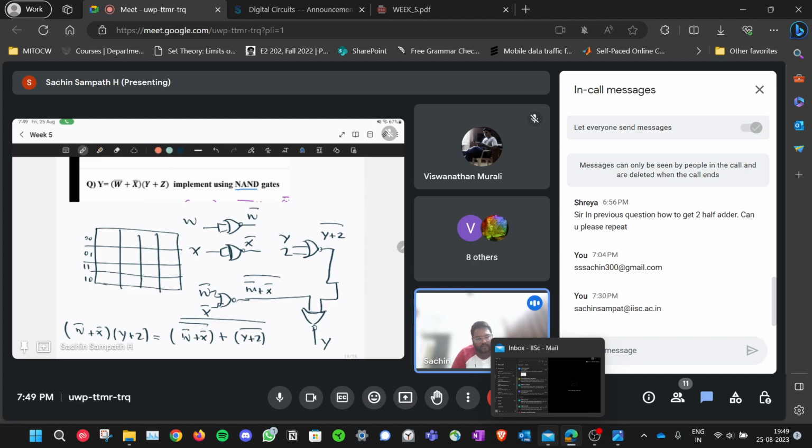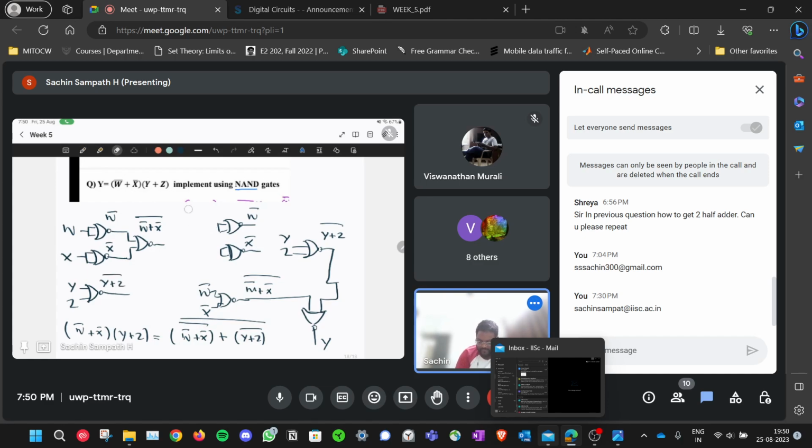Is that alright, Vishwanathan? That is NOR gate only, no? Are there any options that you have to choose from, or you just need to implement it? Then you can do it in this way. I'll write it more cleanly. You take W, give it to a NOR gate. You'll get W bar. You take X, give it to another NOR gate. Write X bar. You take these two, give it to another NOR gate. Get W bar plus X bar, all complement. Then Y and Z you give to another NOR gate. You'll get Y plus Z complement.